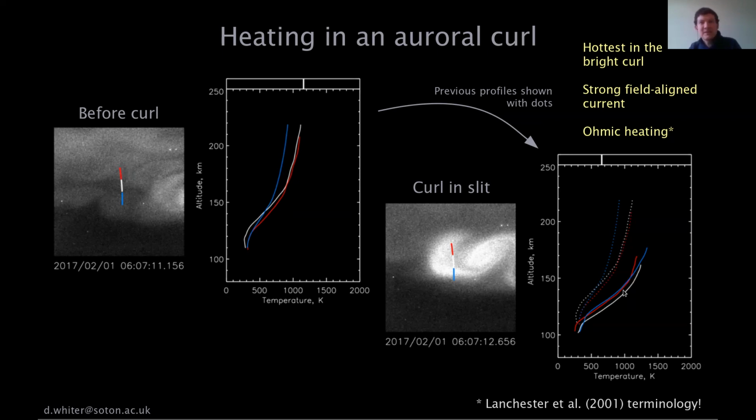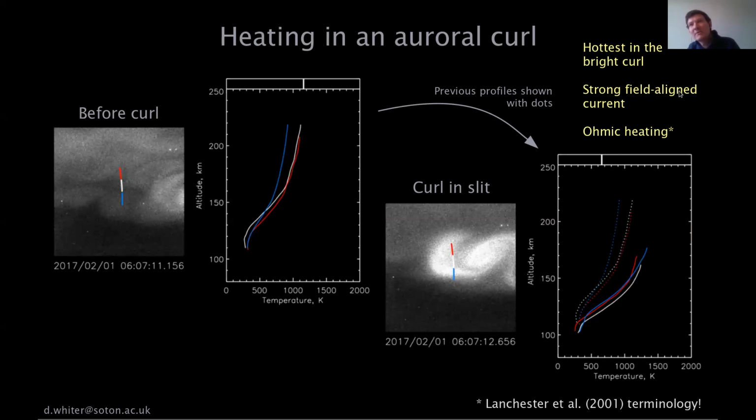So this is different to Joule heating adjacent to the arc, because the Joule heating adjacent to the arc is where there's strong electric fields which drive that ion-neutral frictional heating. Instead, in this case, we think it's strong field line currents embedded within the curl. So the idea is these curl systems are on some current sheet which has got Kelvin-Helmholtz instability causing the curl on the current sheet.